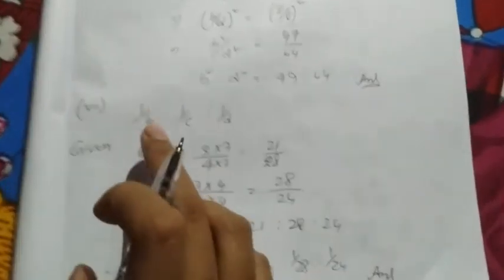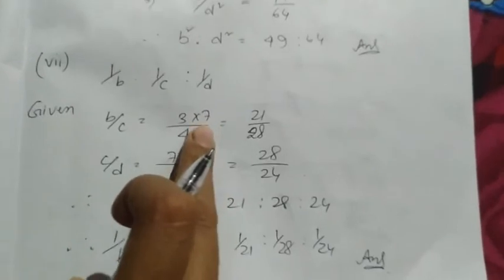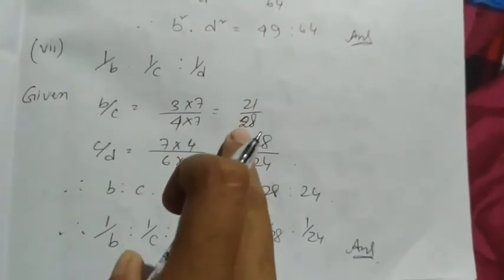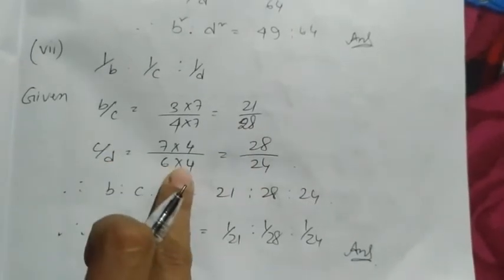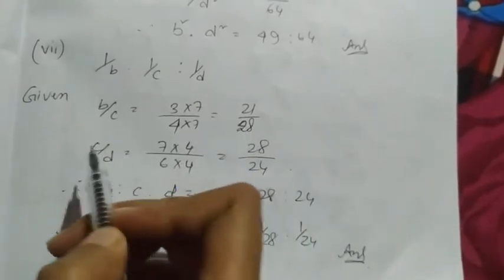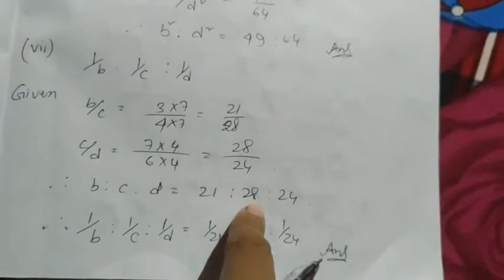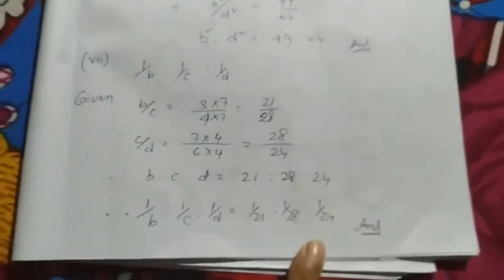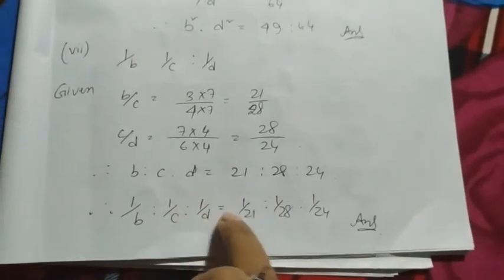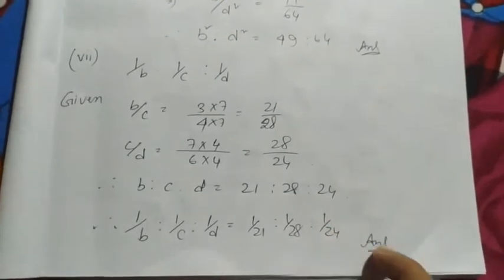Now you see, b by c is 3 into 7 by 4 into 7, so it is 21 by 28. This, just multiplied with 4, is 28 by 24. So here c is 28, here c is also 28. So ultimately b is to c is to d is 21 is to 28 is to 24. So 1 by b is to 1 by c is to 1 by d will be equal to 1 by 21 is to 1 by 28 is to 1 by 24.